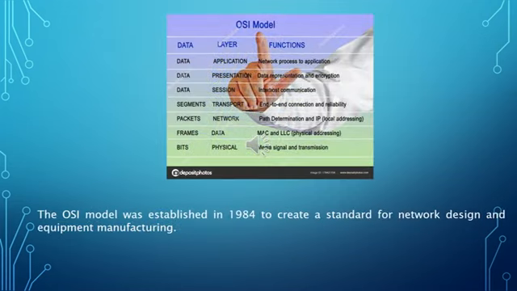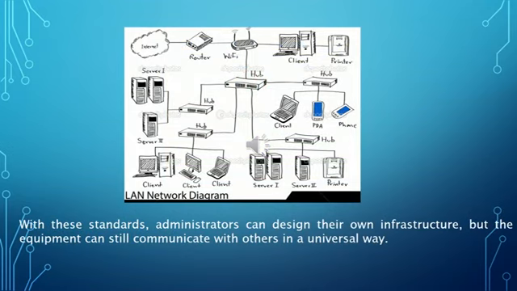The OSI model was established in 1984 to create a standard for network design and equipment manufacturing. Without the OSI model, there would be no standard way to design the infrastructure and protocols used for communication, making it more difficult for administrators to install new equipment and integrate it with networks other than their own. With these standards, administrators can design their own infrastructure, but the equipment can still communicate with others in a universal way.